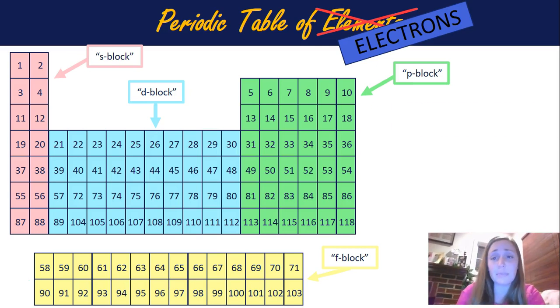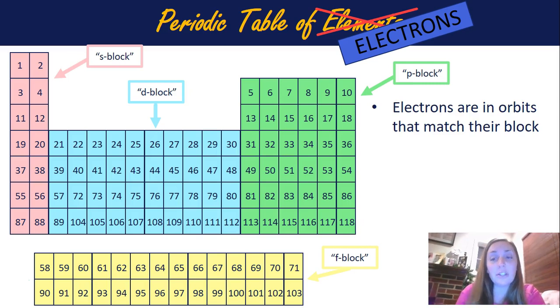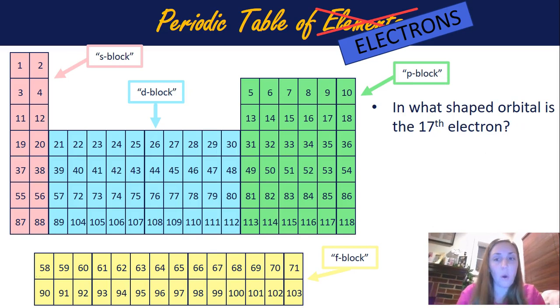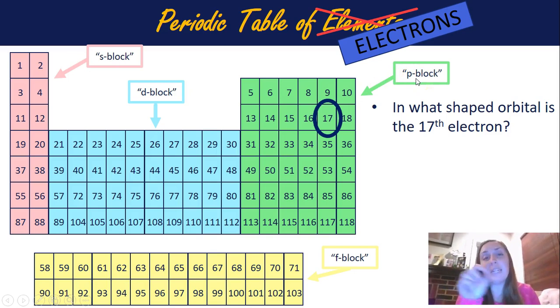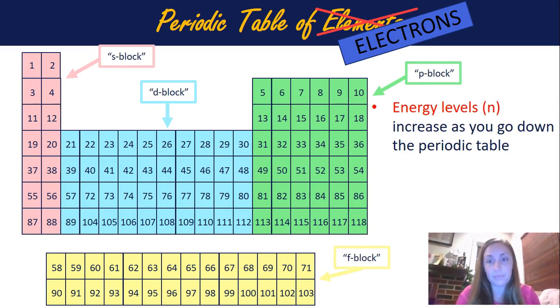All right, so what do these mean? So electrons are in orbitals that match their block. So what do I mean by that? In what shape orbital would the 17th electron be? So find the 17th electron. You notice the 17th electron is in the p block. So whenever you're filling electrons in the atom, a 17th electron always is in a p orbital.